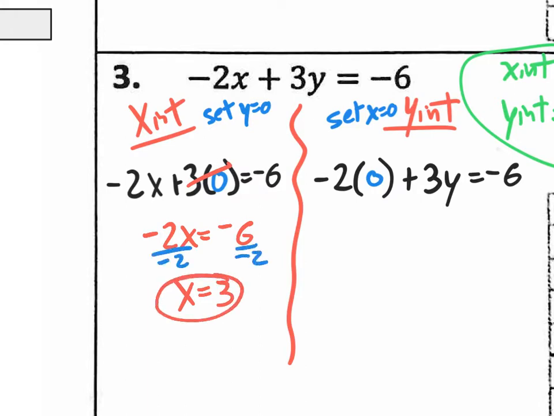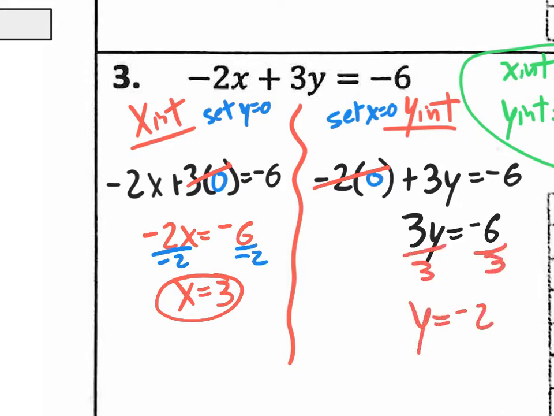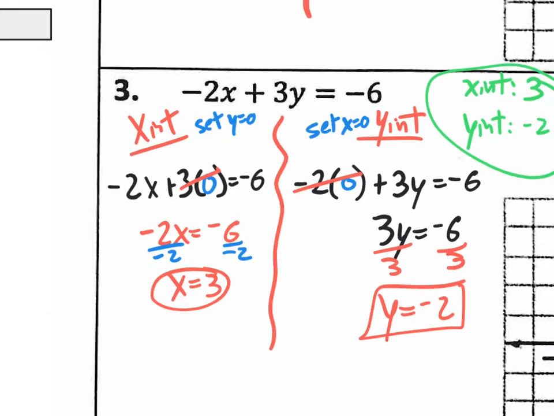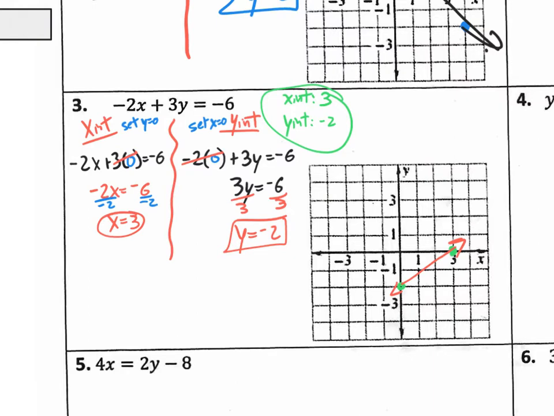Now on the other side, that cancels out. I have 3y equals negative 6. Divide both sides by 3. I'm going to get y equals negative 2. And that's my y-intercept value. And if you go to those x and y-intercept values, you're going to get the graph that we got originally just by doing it in our heads, by covering up the x term and then the y term.